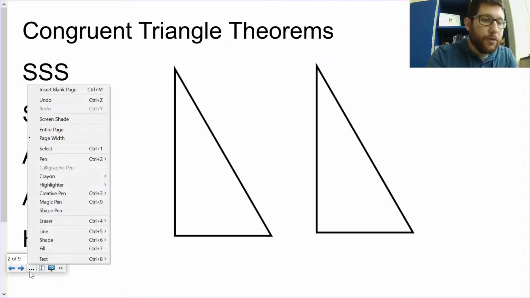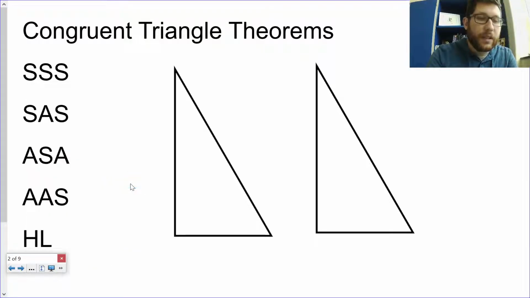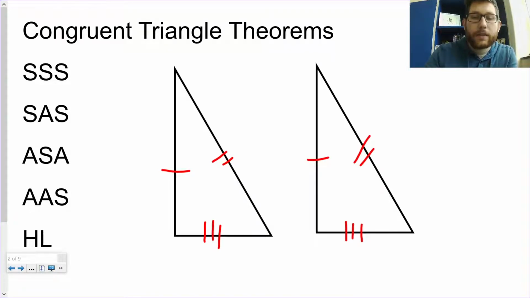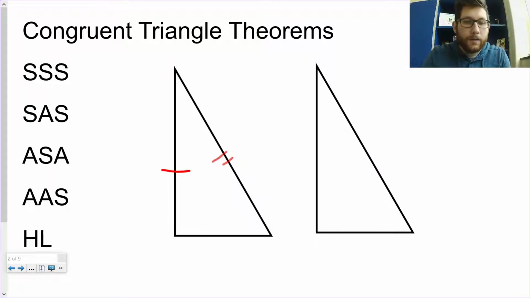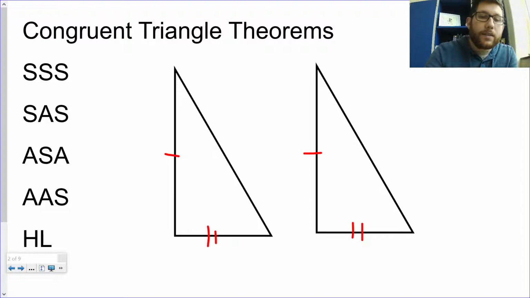So let's run through these real quick. Just look at some examples of them. So side, side, side would look something like this. I have 3 sides on one triangle that match 3 sides on another triangle. And that one's pretty easy to see, right? Side, angle, side gives people a little more difficulty. I've got 2 sides, and then I've got the angle in between the two. That would be side, angle, side.